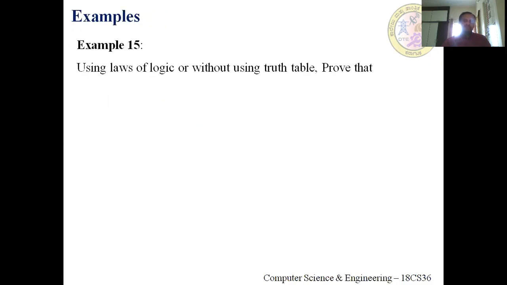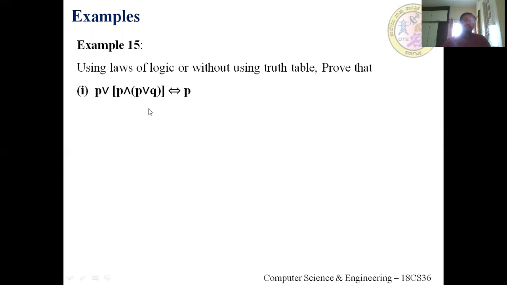Let's take an example. Using laws of logic, without using a truth table, prove that P or (P and (P or Q)) is logically equivalent to P. That means we need to prove that LHS is logically equivalent to RHS. In all these problems, we are going to use the different laws we have studied in the current session as well as in the earlier session. We are going to apply the different laws of logic. Finally, we are going to prove that LHS is logically equivalent to RHS.